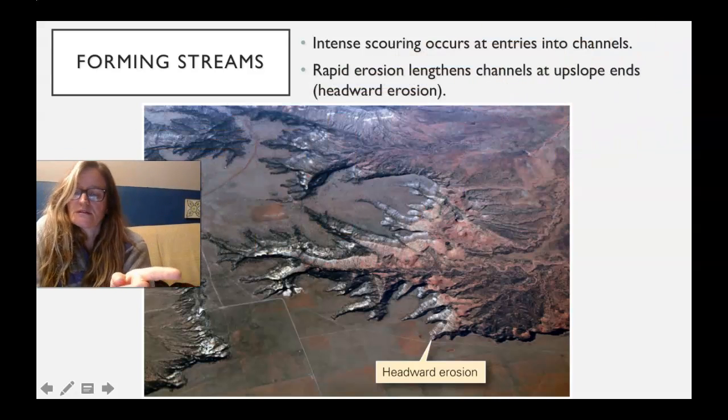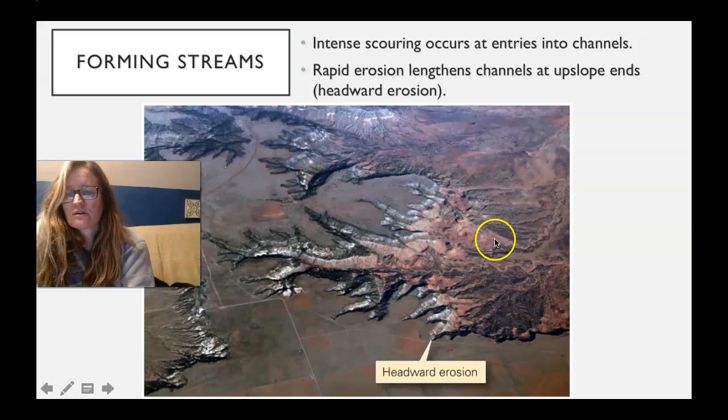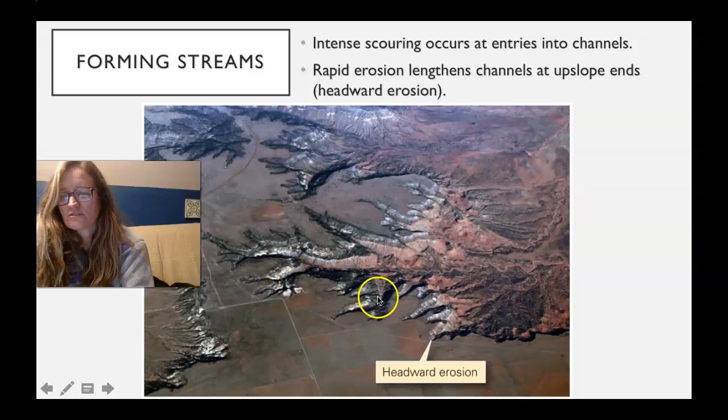So here, this is like the image that we saw in the intro. A stream is running through these sediments here, and there is headward erosion. So each of these individual little side canyons or side tributaries is going to have its own little watershed, and that watershed is going to feed into these tributaries that are then going to come together and form the main trunk stream here. Headward erosion just means it's erosion towards the headwaters of the stream.